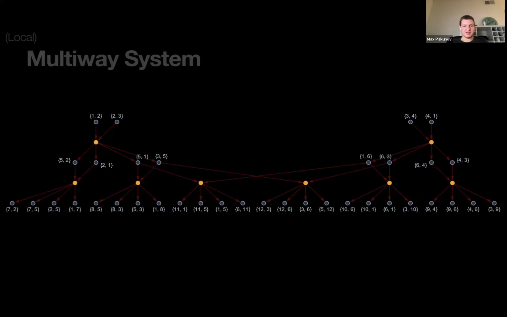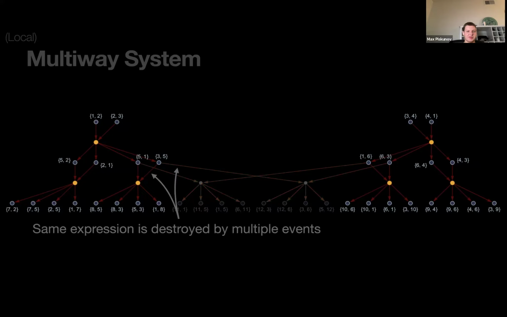But what you can also do is combine both of them into a single expression events graph. And so this is now a local multiway system expression events graph. And you can see it's a real multiway system because there are expression vertices with out-degree larger than 1. And that means the same expression can be destroyed by multiple events. And that means there's some non-determinism.